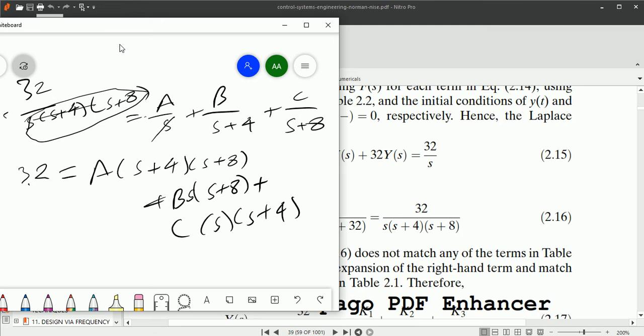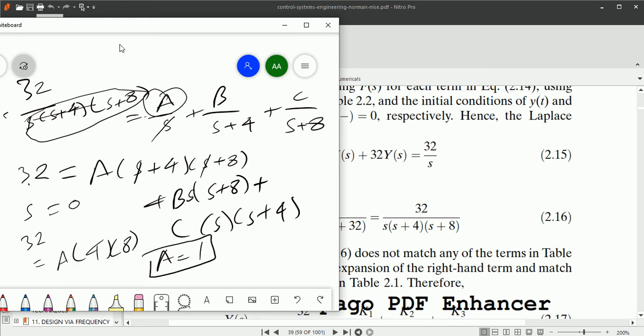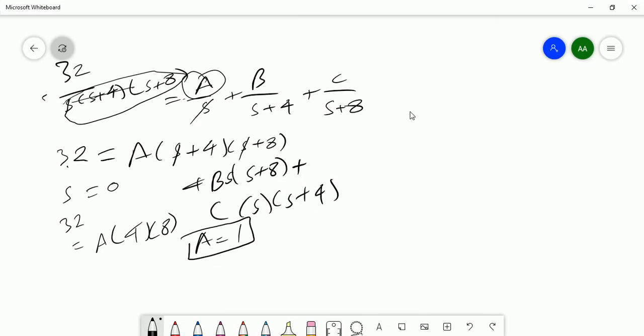Now if you want to determine a, just put its denominator equal to 0, put s equal to zero. You get 32 equals a into 4 into 8, since the other terms are 0. So 8 into 4 is 32, and you will get a equal to 1.